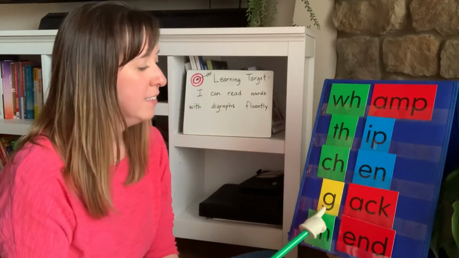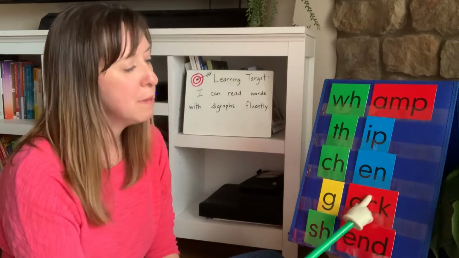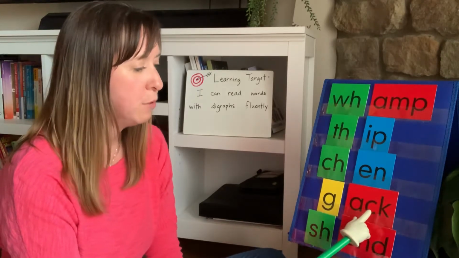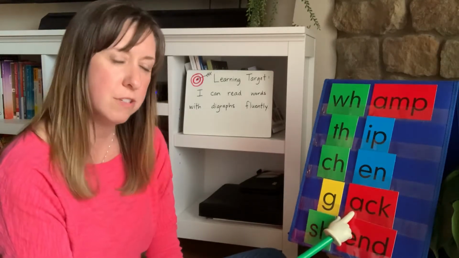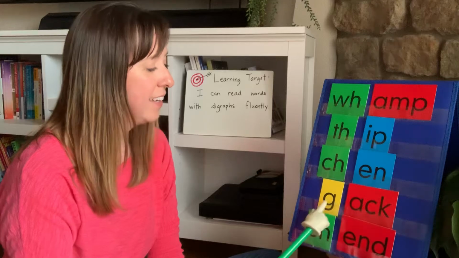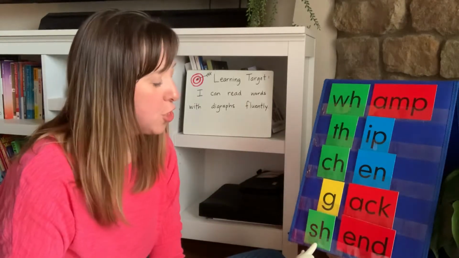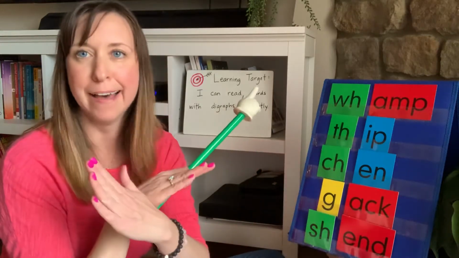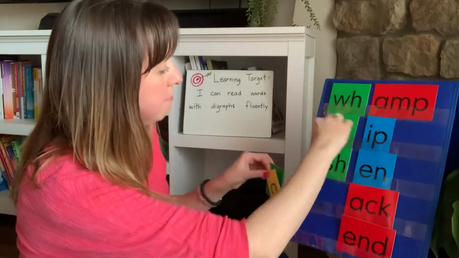Okay, next one. G, ak. Now this one, we didn't actually talk about this, but this is one of our digraphs that we've learned as well. This always comes at the end of a word. CK comes at the end of a word following a short vowel sound. So this is g, ak, gak. Not a real word. Sh, end, shend. Not a real word. Okay, I'm gonna mix these up really quick and we're gonna do it one more time.